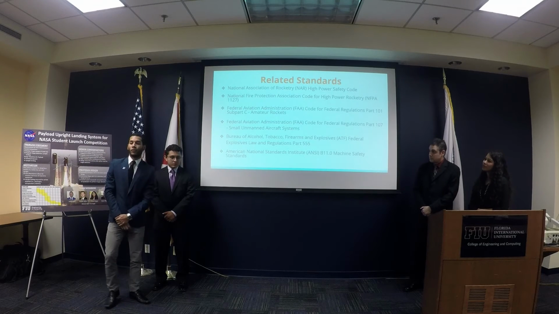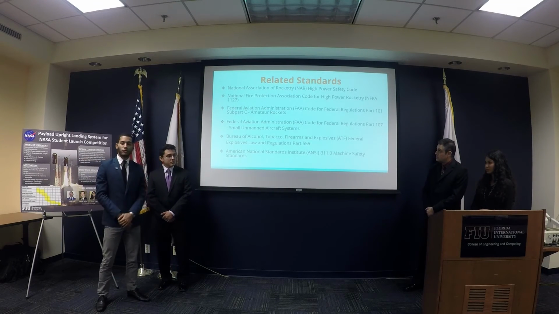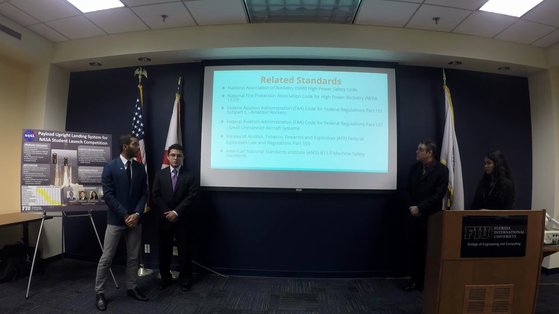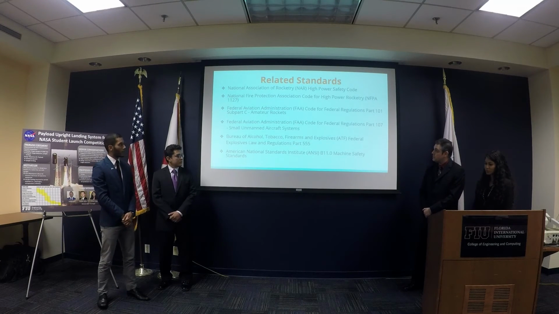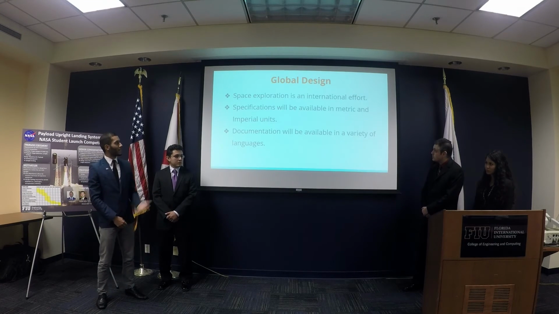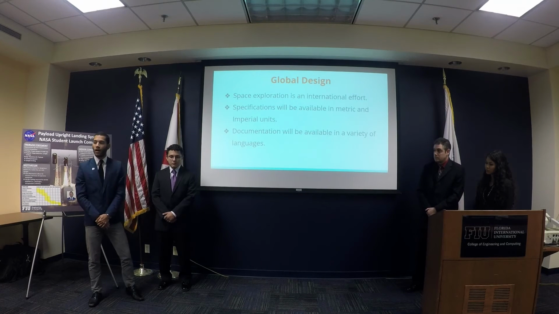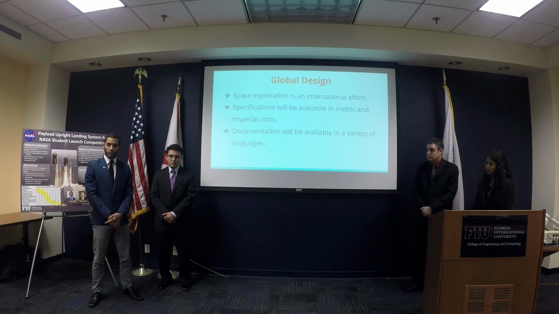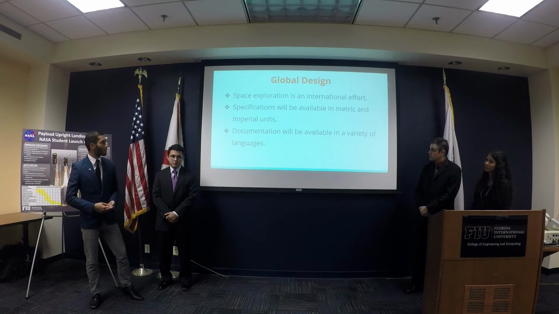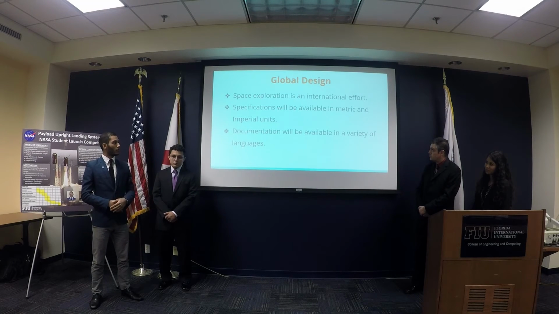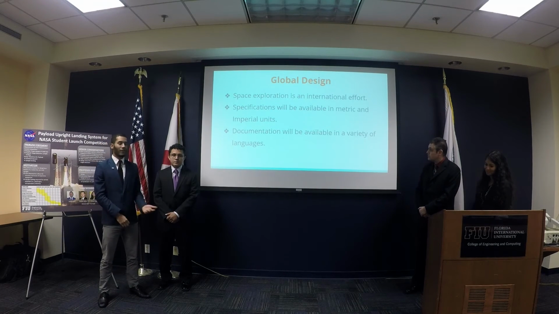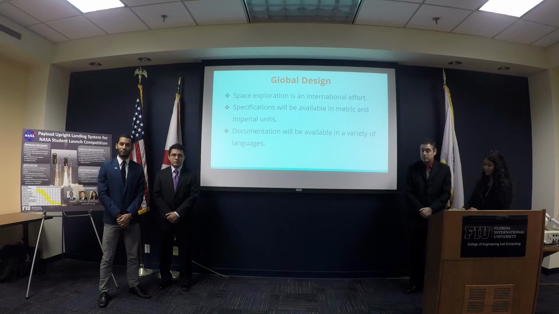Since we will be working under NASA and working with high-power rocketry, there are several safety standards and regulations we must comply with. Some of the standards include the National Association of Rocketry High-Power Safety Code, as well as the Federal Aviation Administration Code of Federal Regulations Part 101 and 107, and others such as these. Space exploration is an international effort, and since NASA is involved in the ISECG Space Corps with 13 other space agencies, as well as the ISS with 5 major space agencies, specifications will be available for our project both in metric and imperial units, and documentation such as pre-flight checklists will be available in a variety of languages.